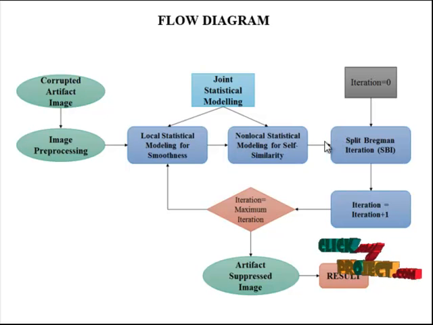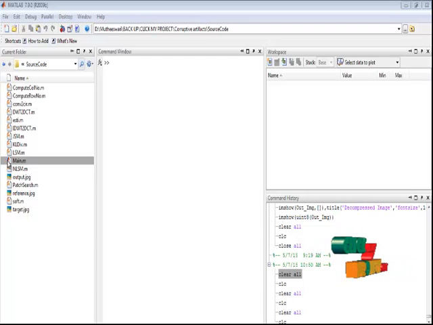After obtaining the LSM and NLSM results, we combine the results with JSM, that is joint statistical modeling. The JSM is the regularization parameter which controls the trade-off between the two competing statistical terms. So, in order to achieve a higher PSNR, it will perform the SBI process. After completing the maximum iteration, we obtain the artifact suppressed image, that is the resultant artifact suppressed image. Let me discuss the running procedure for our process.